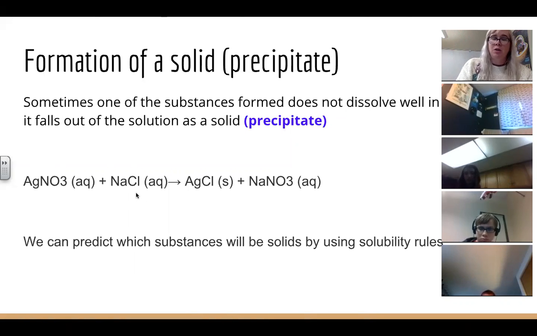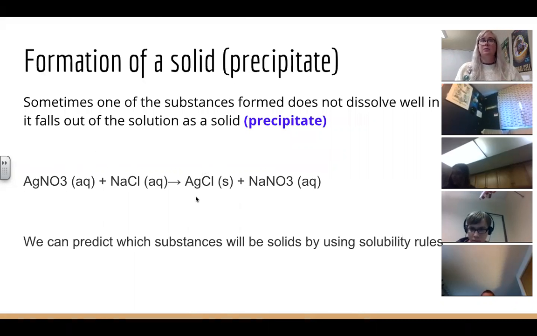So for example, here you have two compounds that are in aqueous solutions, meaning they're dissolved in water. So they're ions floating around. When you combine them together, you get a solid, right?